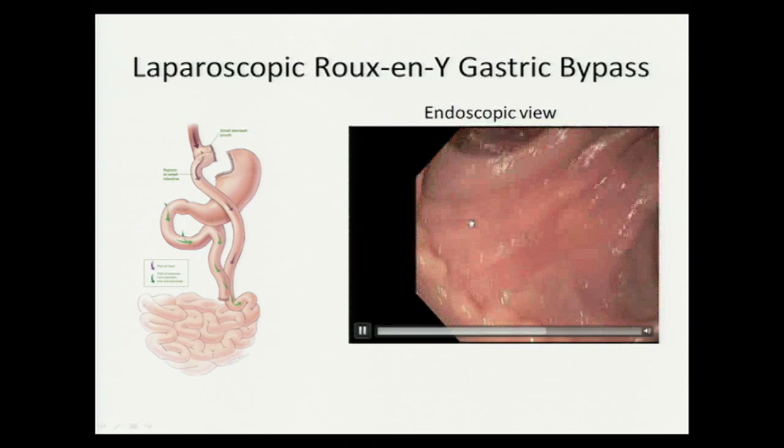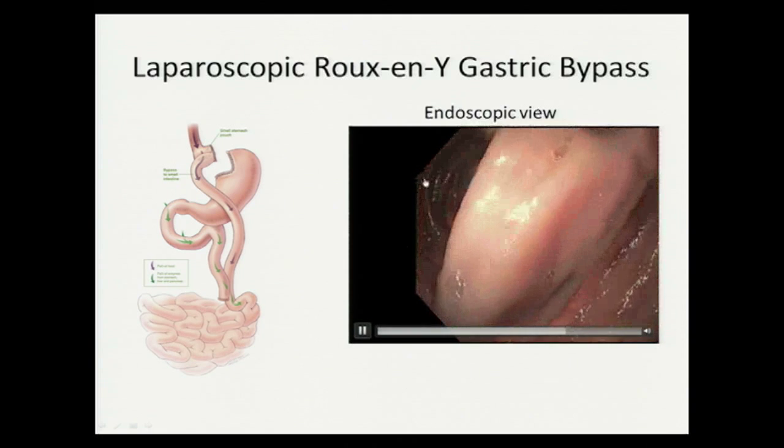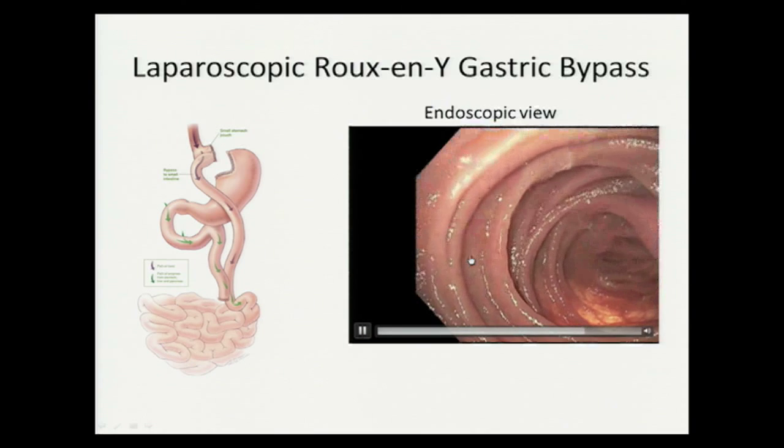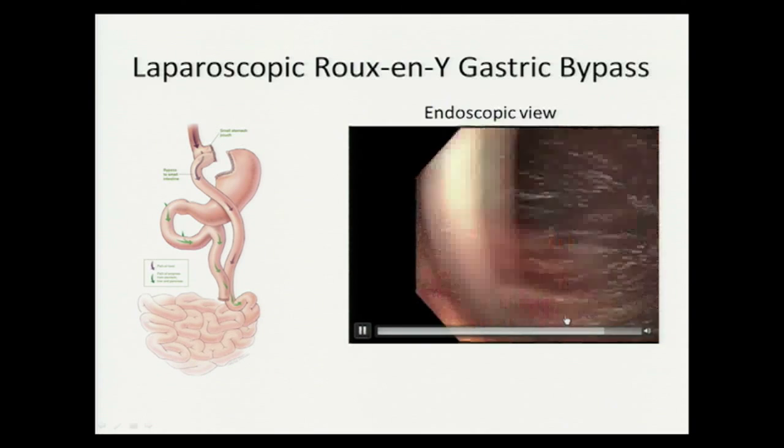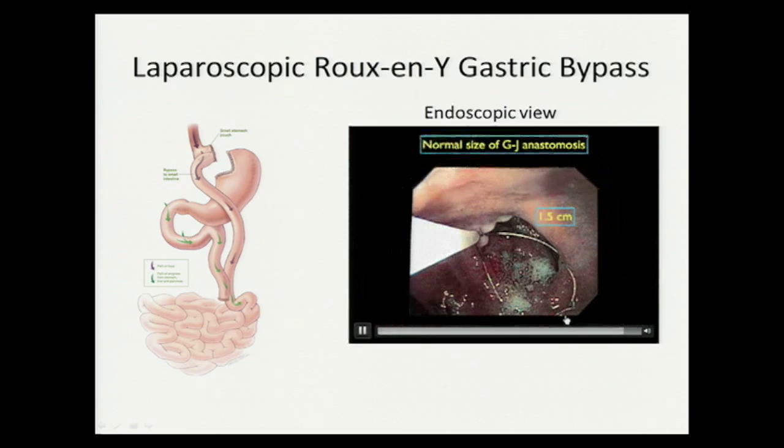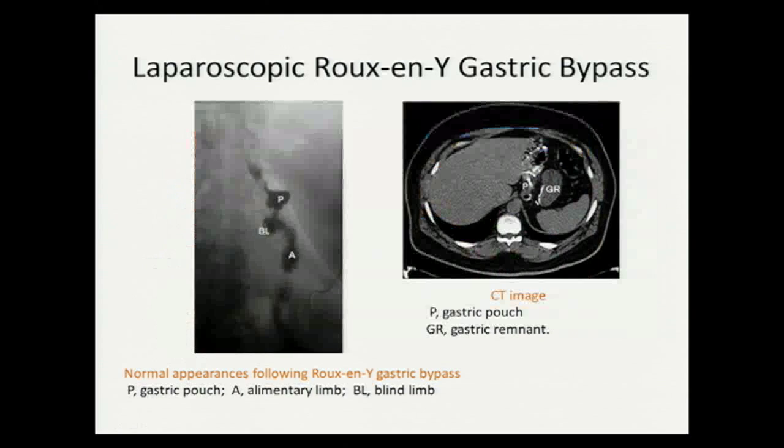The anastomosis is more often than not going to have a blind limb, also called the candy cane, as depicted here, and then the Roux limb that goes downstream. The anastomosis is going to vary from procedure to procedure, but typically is going to be less than 2 centimeters in size. And this is what it would look like radiographically: esophagus, the gastric pouch, the blind limb.